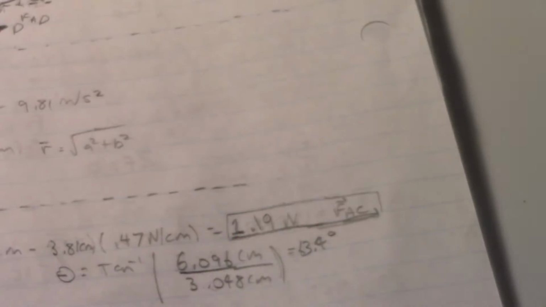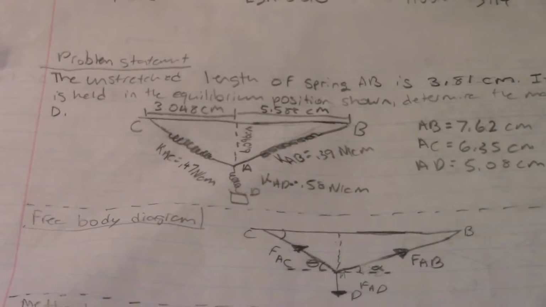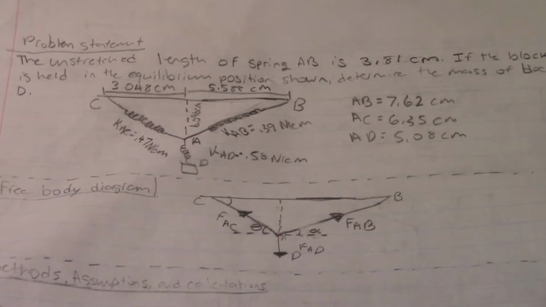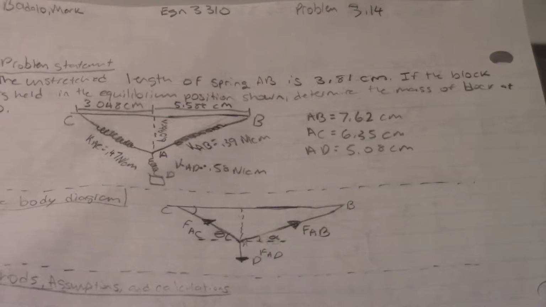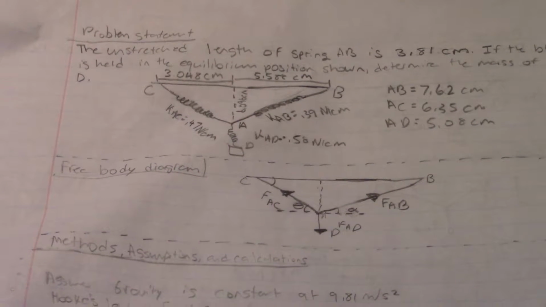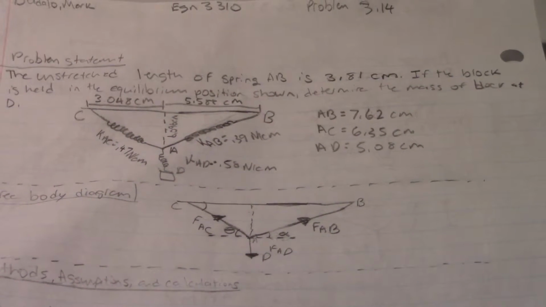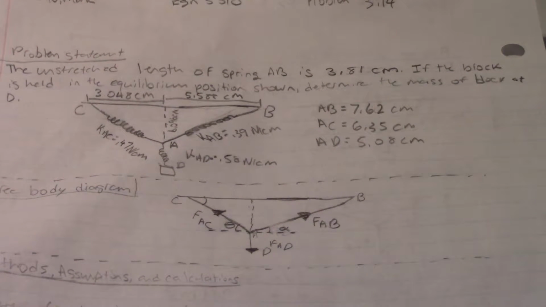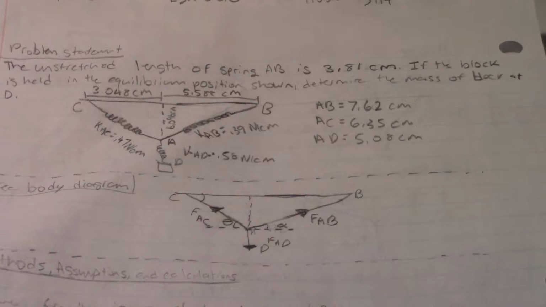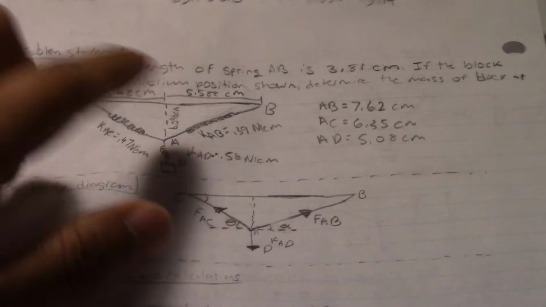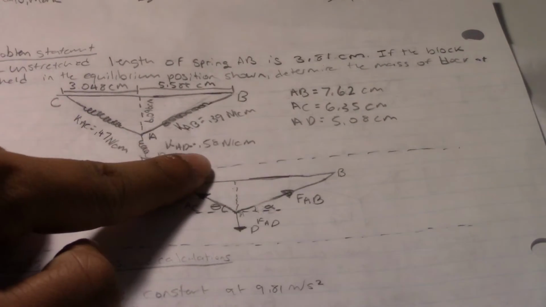So going back to this very same question, just a different approach on the worksheet, the hard copy homework. He asked, what's the unstretched length of spring AB is 3.81 centimeters. If the block is held in the equilibrium position, determine the mass of the block, or whatever the weight you had. As you already know, it was a keychain and a watch. So even though we know the keychain and the watch prior, in this scenario we're supposed to act like we don't know. However, we still have a lot of our experimental data, so a lot of the same values will be present.